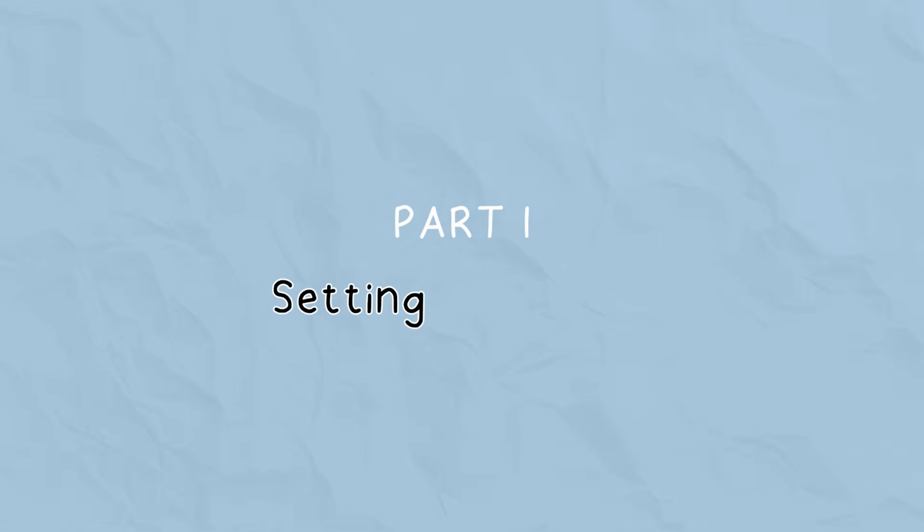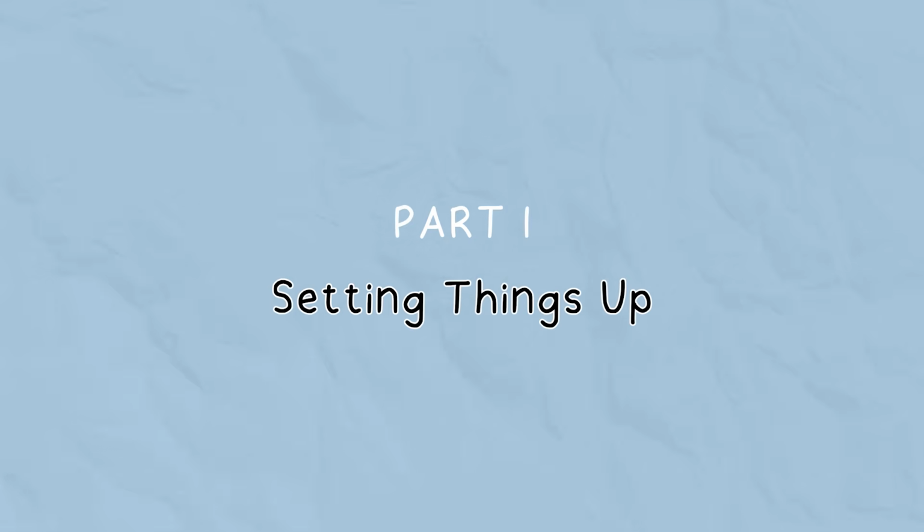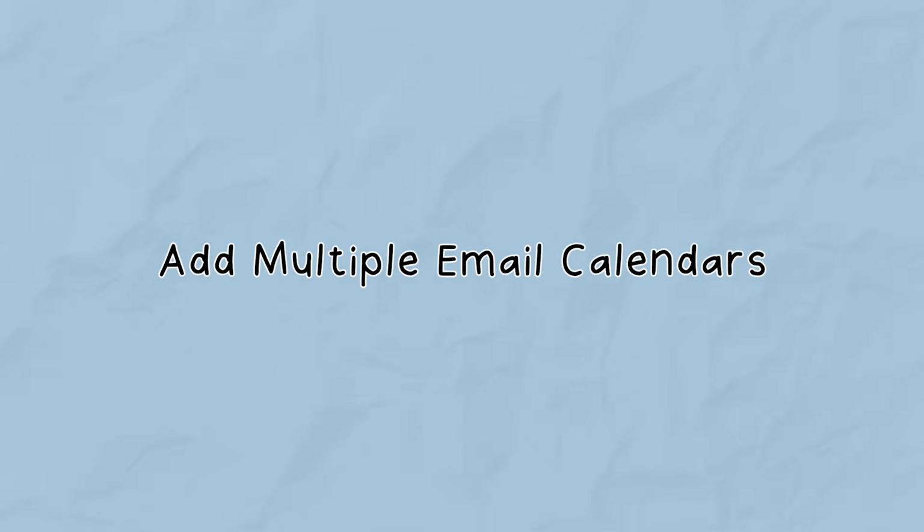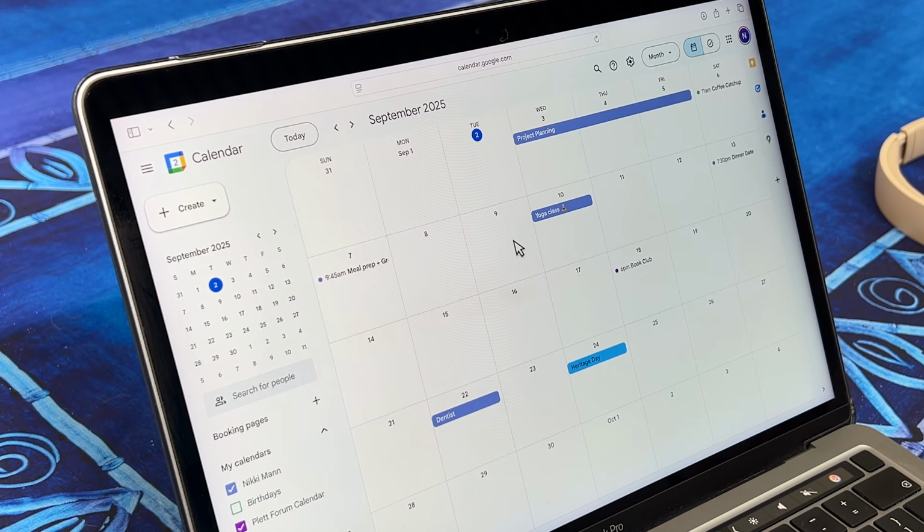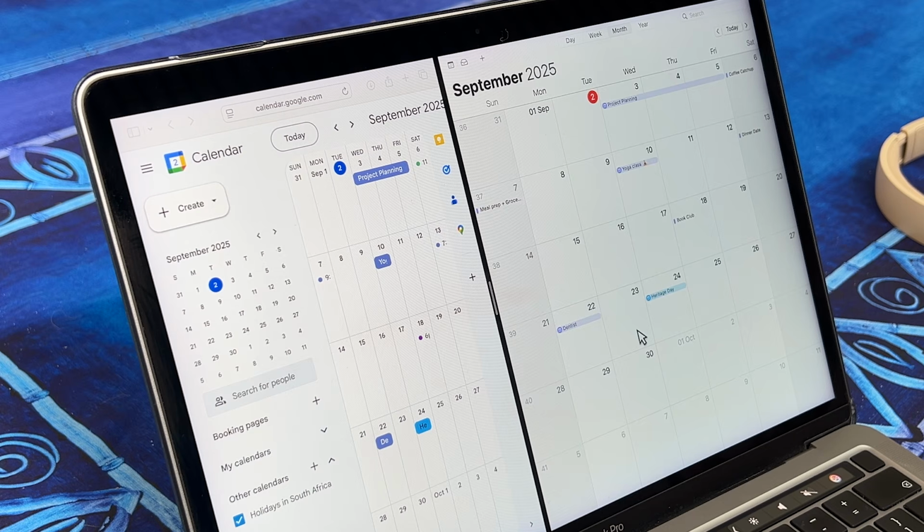First, let's make sure the app is suited to what actually works for your day. This part's totally optional, but if you'd like to see your Google Calendar or any other email-based calendar inside Apple Calendar, here's how to set that up.